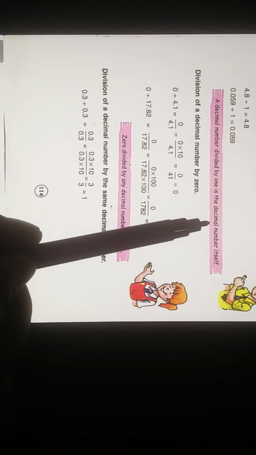Now the properties of division of decimal numbers. First property is the decimal number divided by 1 is the decimal number itself. If 0 is divided by any decimal number, we get 0, and a decimal number divided by itself is 1. These are the 3 properties of decimal numbers. So these are the things which you have to learn in division of decimal numbers. So children, practice these type of questions and try to understand the division of decimal numbers.